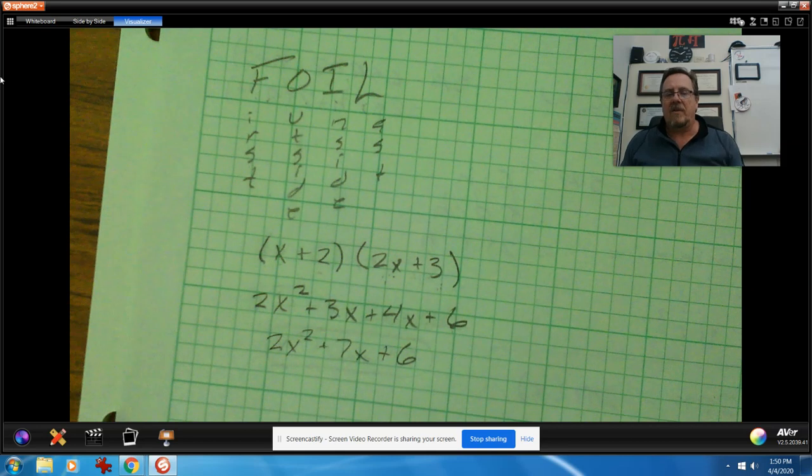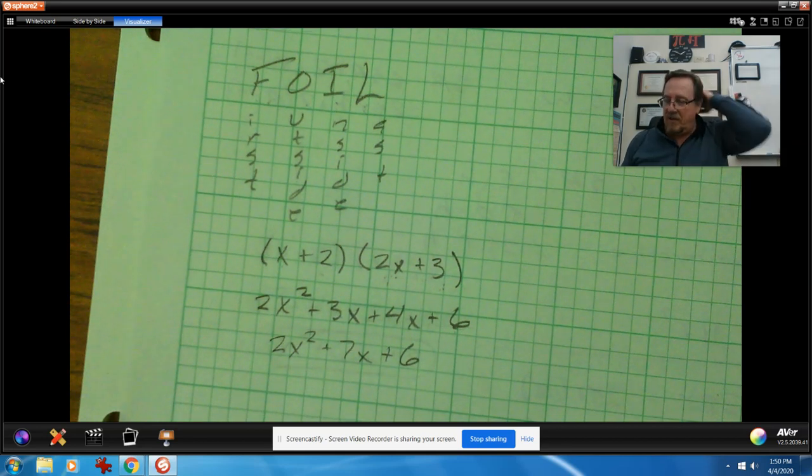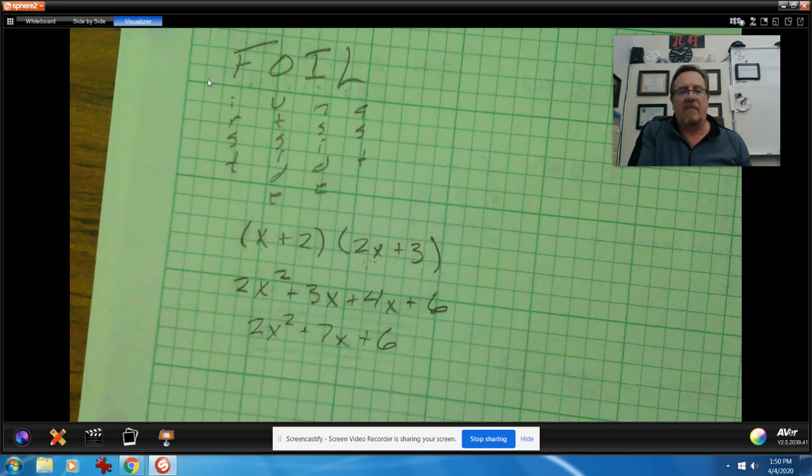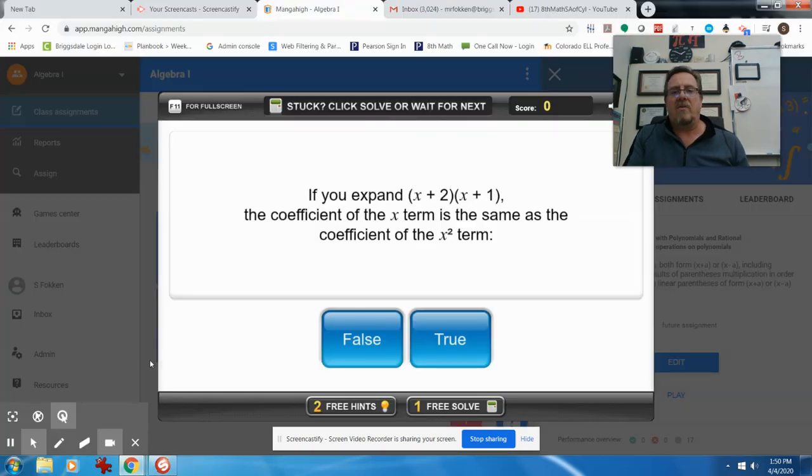Okay, this first assignment is pretty much just review. It's foiling. And then the second assignment uses the idea of foiling to do it. So that's why we're starting with this. Let's look at some questions on Manga High to see how they want us to use them.